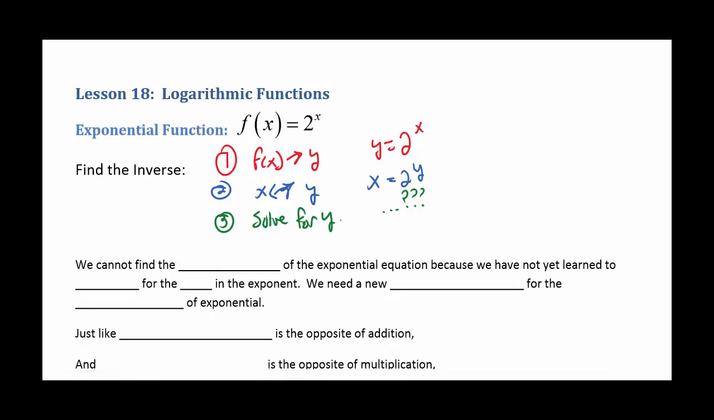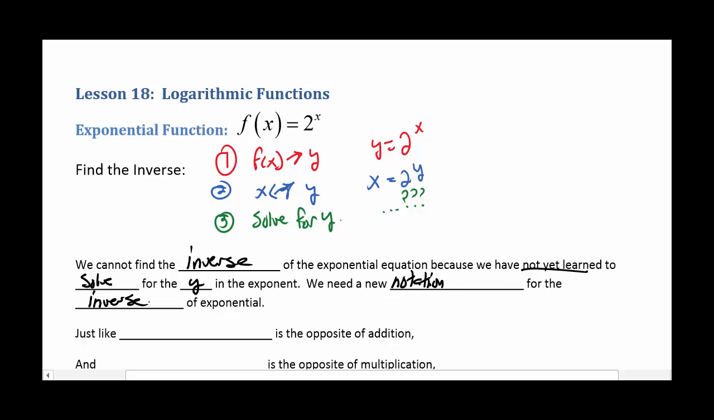So what happened here? It says we can't find the inverse of an exponential function because we've not yet learned, we're about to learn, how to solve for y in the exponent. So we need a new notation for the inverse of an exponential.